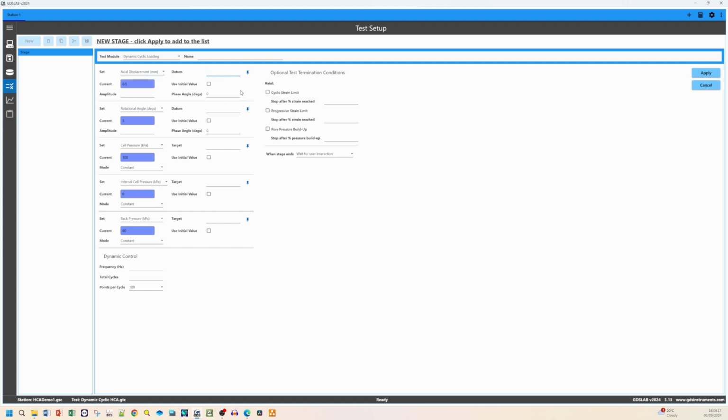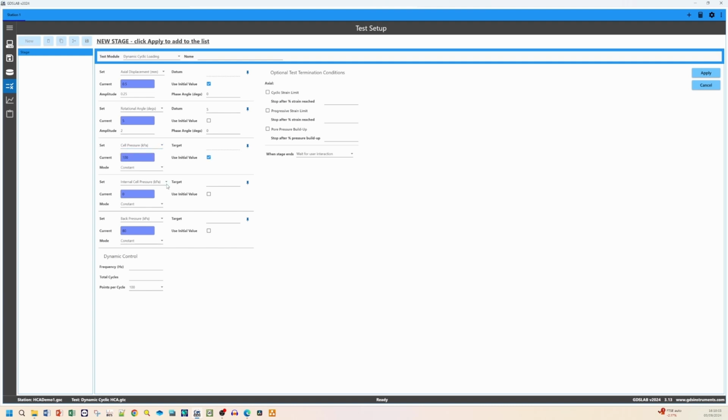So let's set all the values. For the axial displacement, I'm going to have it as use initial value because I've already got it at 0.5. And then my amplitude is going to be 0.25 with a phase angle of 0. Then my rotational angle will be 5 on the datum, and then my amplitude will be 2 with a phase angle of 0.